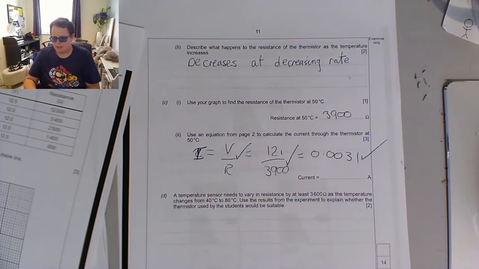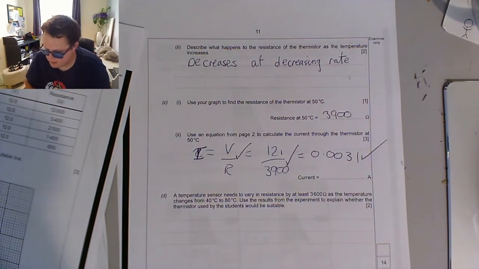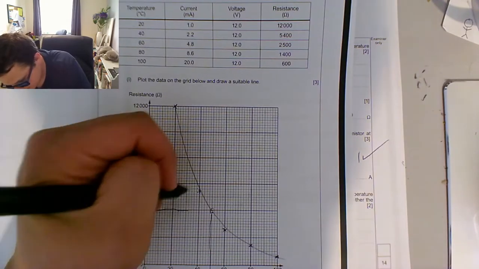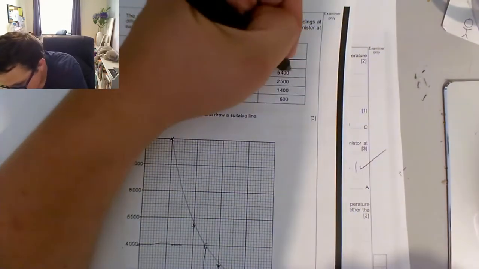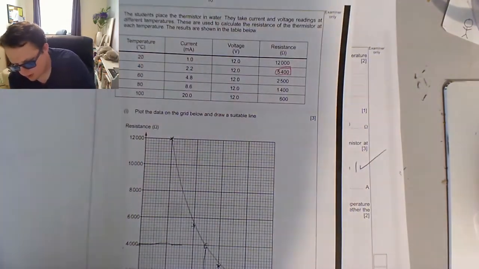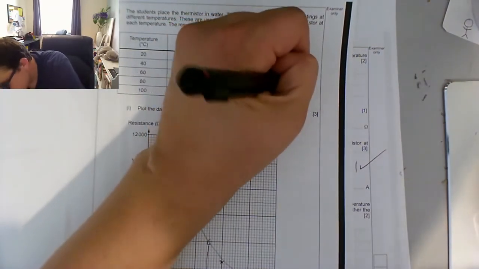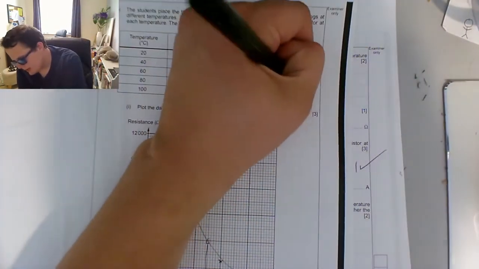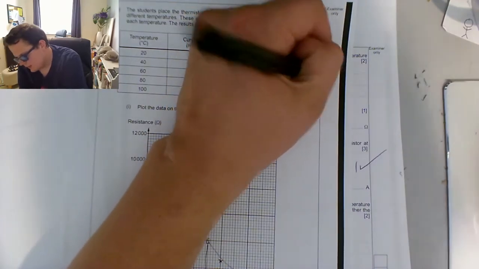Okay, a temperature sensor needs to vary in resistance by at least 3,600 as the temperature changes from 40 to 80 degrees Celsius. Use your results from the experiment to explain whether the thermistor used by the students is suitable. So if we look at 40 degrees, we get 5,400. If we look at 80 degrees, we've got 1,400. Now the difference between these is 4,000.